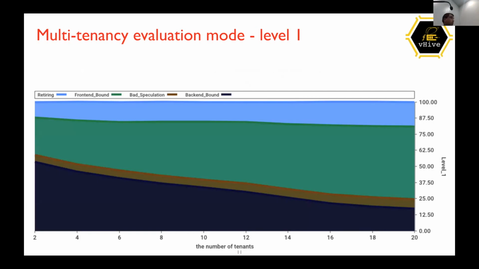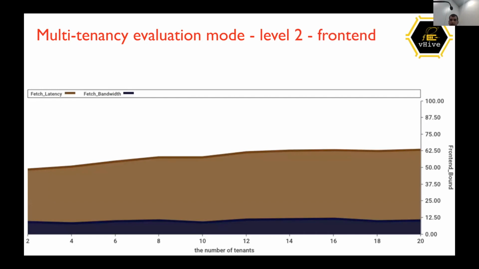And this is when we sweep the number of tenants. So we go here from 2 to 20 and conduct measurements. These are measurements on level 1. And here you can see how bottlenecks change when you change the number of VMs. One reminder, we want as many micro operations as possible to end up in retiring. And you see here that if you increase the number of VMs, the front end bottleneck becomes dominant. Then you can conduct measurements on level 2 and end up with something like this.